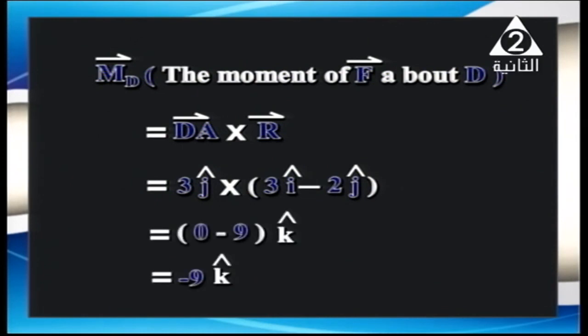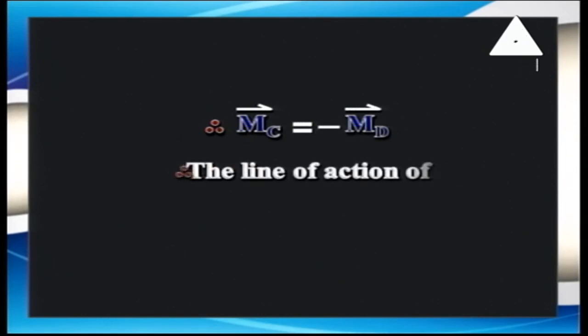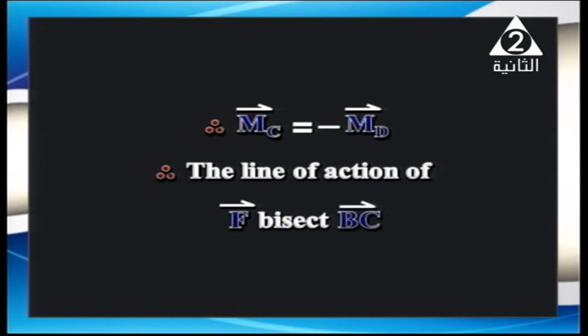What do you mean, my dear student? The moment about C equals the negative of the moment about D. What do you mean? The line of action of the force bisects what? CD, or DC. My dear student, by the end of the lesson, we know that the moment of the force about any point is a very important lesson.